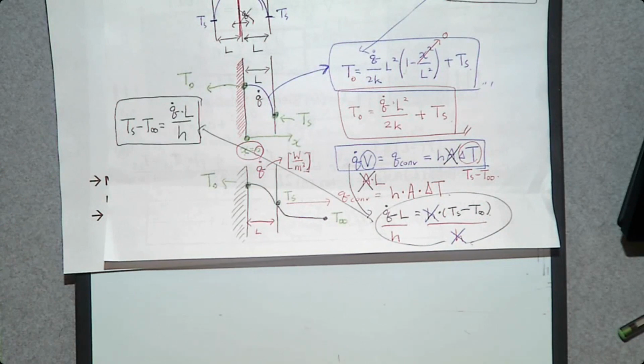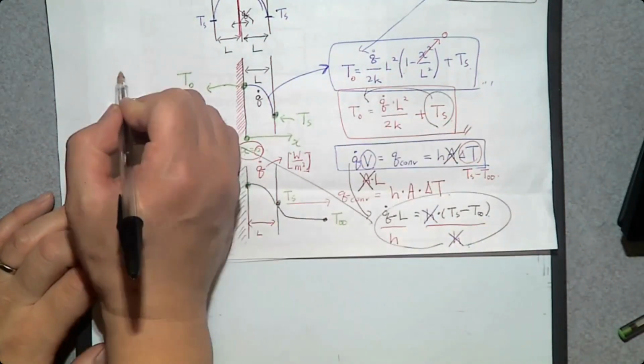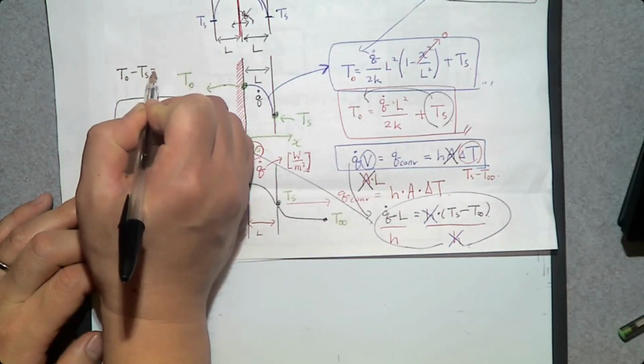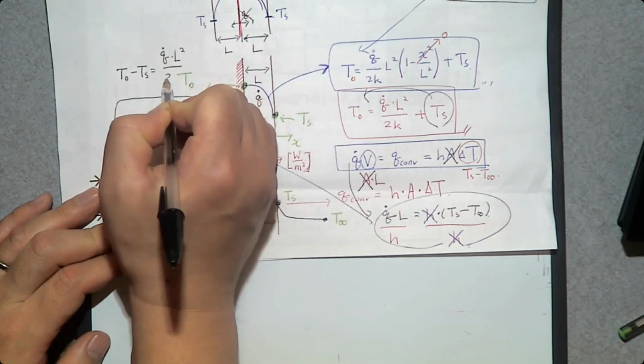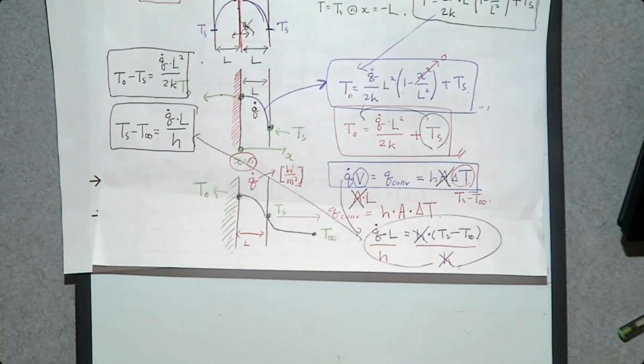And we have one more equation, that is the temperature difference between Ts and the maximum temperature T0. If you move this one to the left-hand side, we get T0 minus Ts is going to be Q dot times L squared over 2 times K. So we can come up with these two equations.